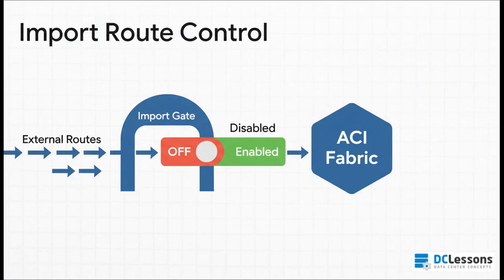Now, everything we've talked about for exporting routes has a twin: import control. You can use the exact same logic, a default import profile, or the import route control subnet scope to filter which routes ACI even bothers to learn in the first place. But there is a massive gotcha here. By default, this is turned off. To use any kind of import filtering, you have to go to the L3 out itself and explicitly check the box for import route control enforcement.